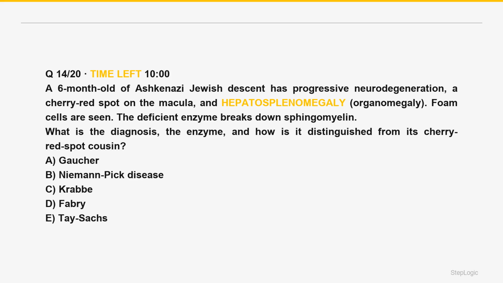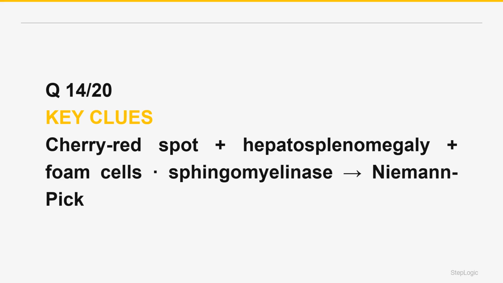What is the diagnosis, the enzyme, and how is it distinguished from its cherry red spot cousin? A 6-month-old of Ashkenazi Jewish descent has progressive neurodegeneration, a cherry red spot on the macula, and hepatosplenomegaly. Foam cells are seen. The deficient enzyme breaks down sphingomyelin. Read the command. Diagnosis, enzyme versus cousin. Cherry red spot plus hepatosplenomegaly plus foam cells: sphingomyelinase, Niemann-Pick, versus Tay-Sachs, no hepatosplenomegaly.